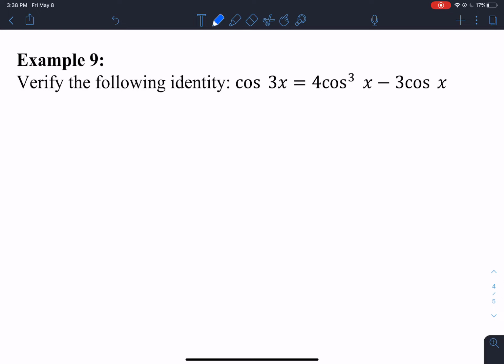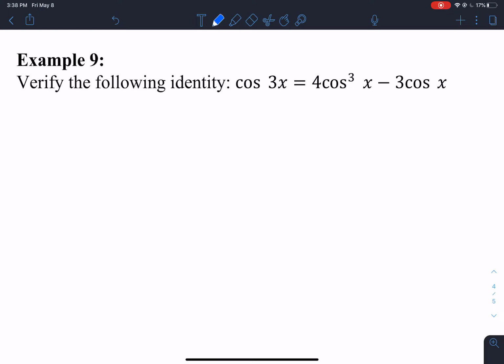Now we just talked about what would be the sum formula for cosine, right? So that's going to be cosine of the first times cosine of the second minus sine of the first, sine of the second, right? Okay. So that's just the sum formula for cosine. Okay, now what else can we do?